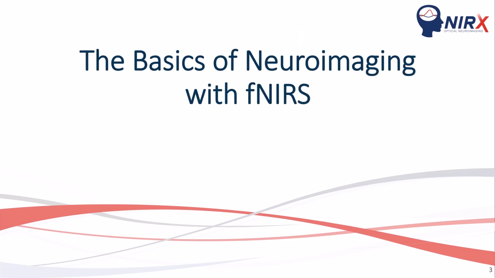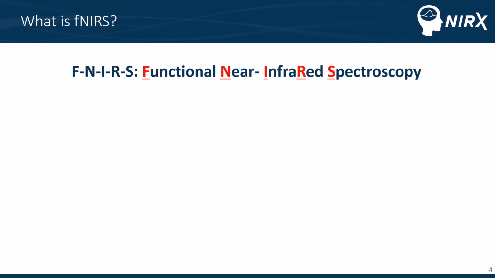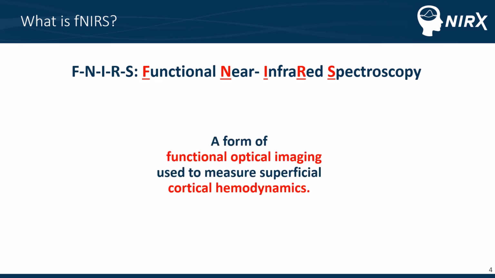Okay, so the basics of neuroimaging with fNIRS. What is fNIRS? Well, it stands for Functional Near-Infrared Spectroscopy, and you can break that into three chunks. Functional, so we're looking at functional activation rather than structural information. Near-infrared, we're using near-infrared light to do that. And spectroscopy, which is the method of sending light into a substance and reading it out on the other side. So putting this all together, it's a form of functional optical imaging used to measure superficial cortical hemodynamics.